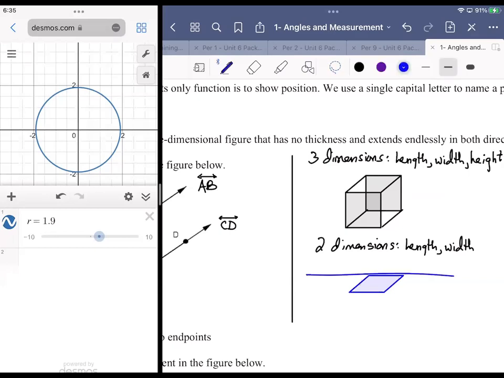This could go on forever, in each direction, in each relevant direction.